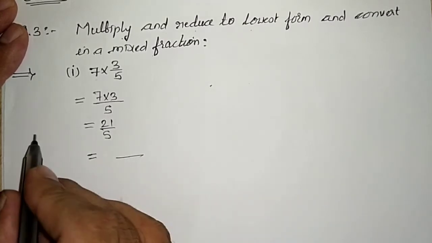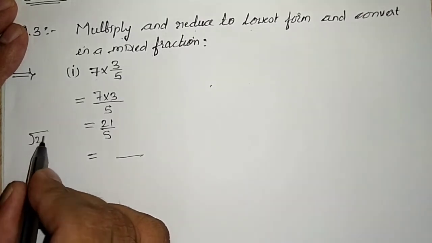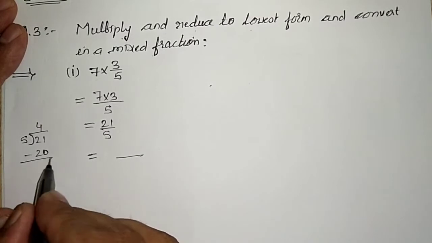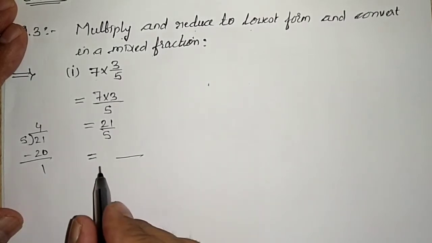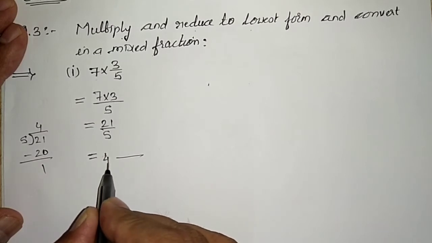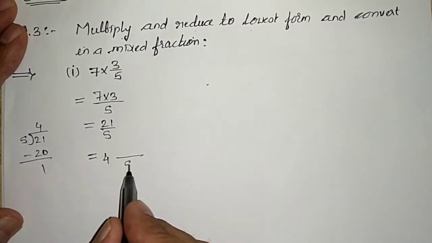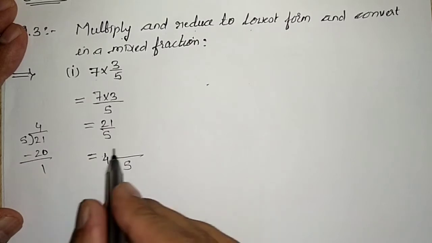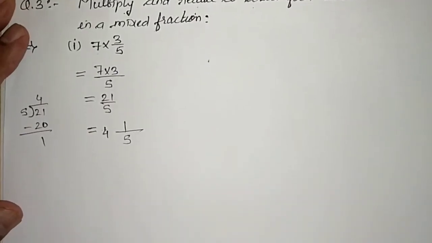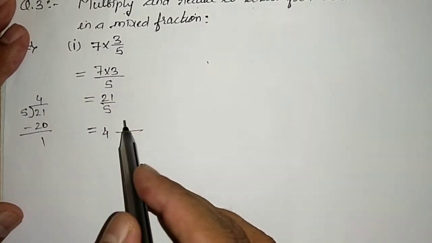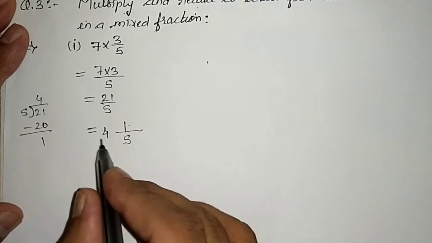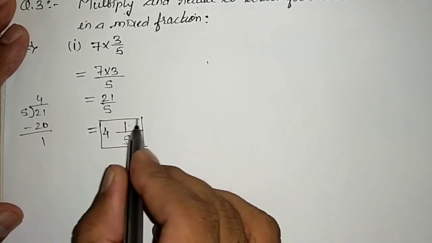For that purpose I will divide 21 by 5. 5 4s are 20, the remainder is 1. And how to write this? We write the quotient here, the divisor here, and the remainder over here. And you have to check again whether it is coming back. 5 4s are 20 plus 1 is 21 by 5. So our answer is 4 integer 1 by 5.